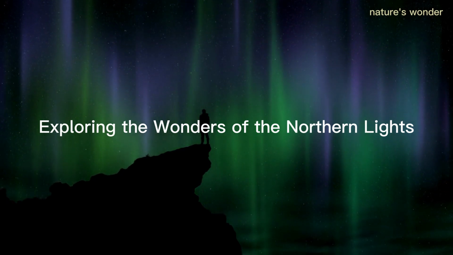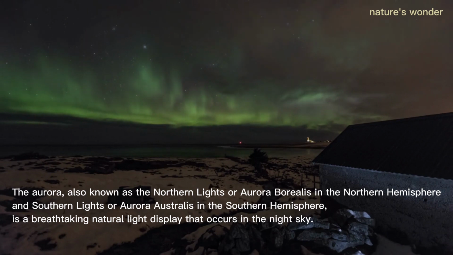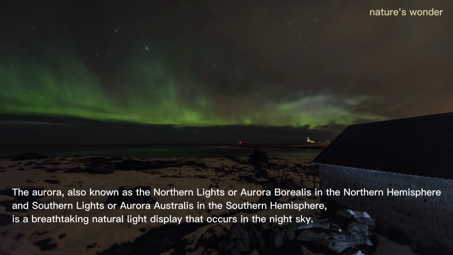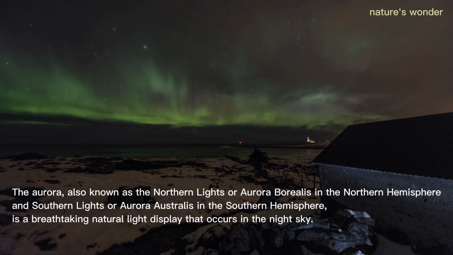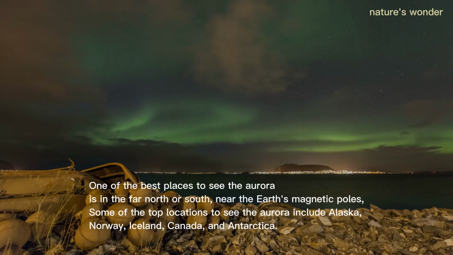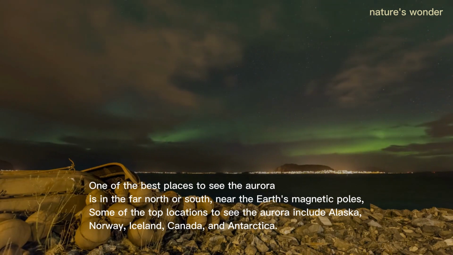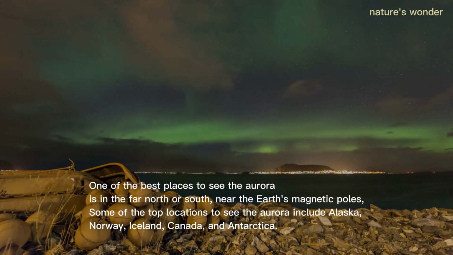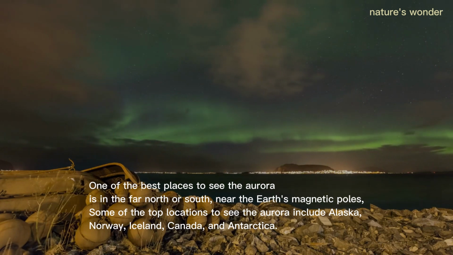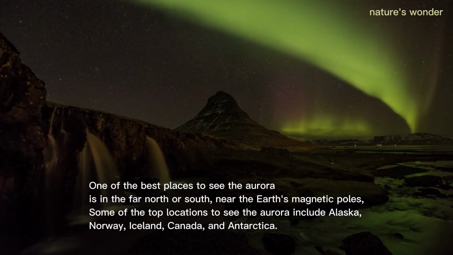Exploring the wonders of the northern lights. The aurora, also known as the northern lights, aurora borealis in the northern hemisphere, and southern lights, aurora australis in the southern hemisphere, is a breathtaking natural light display that occurs in the night sky. One of the best places to see the aurora is in the far north or south, near the Earth's magnetic poles. Some of the top locations to see the aurora include Alaska, Norway, Iceland, Canada, and Antarctica.